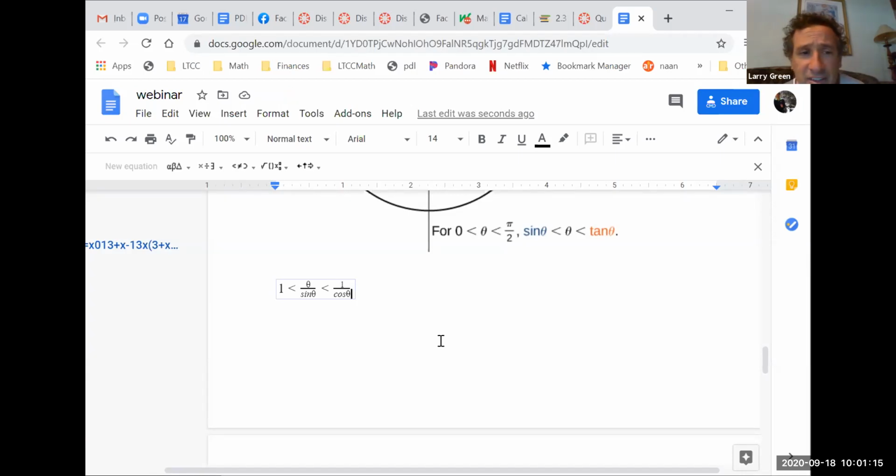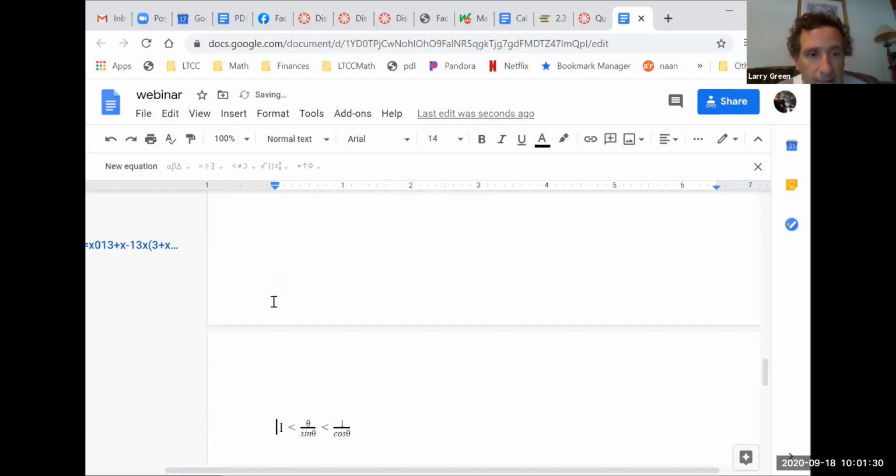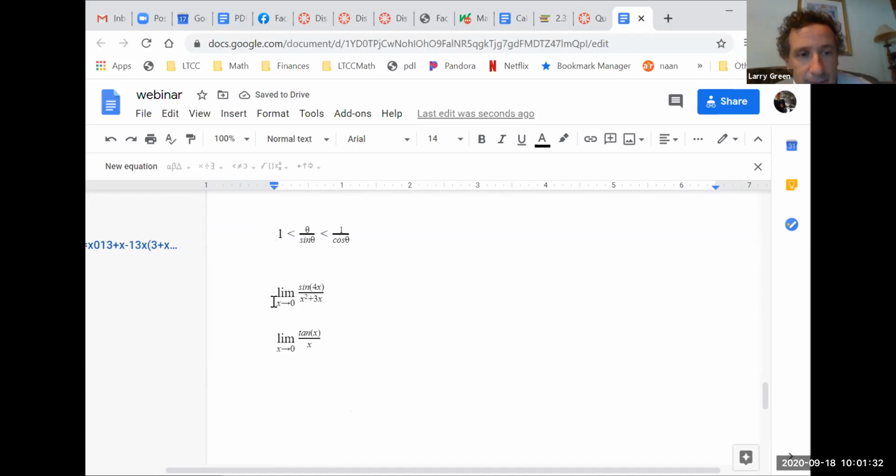Okay, now I'm going to state what's called the squeeze theorem. And the squeeze theorem says the following. I think I need to make sure it's on a new page because I need lots of space.